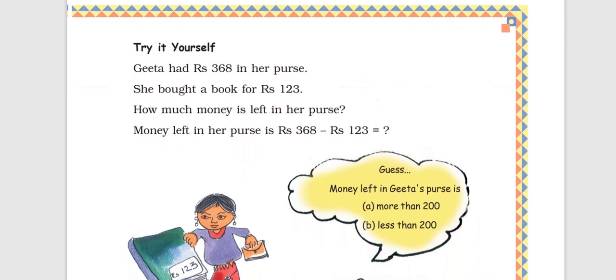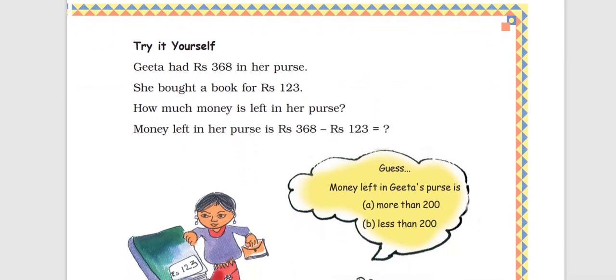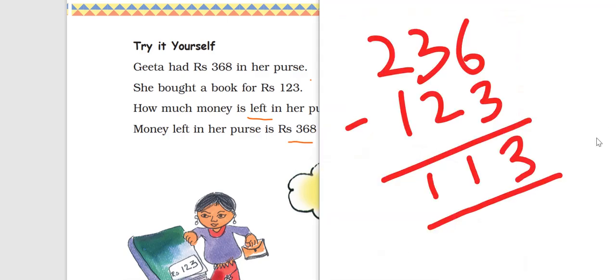Okay. Now there is another word problem over here. Try it yourself. Geeta had 368 rupees in her purse. She bought a book for 123 rupees. Right? How much money is left? There we have our keyword, left in her purse. So we start with 368. She already spent 123. So how much money is left? Let's subtract.